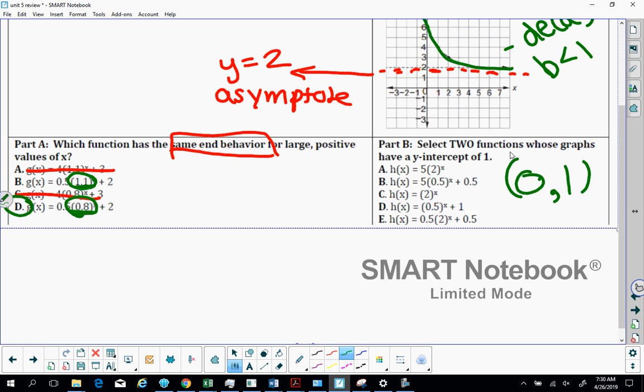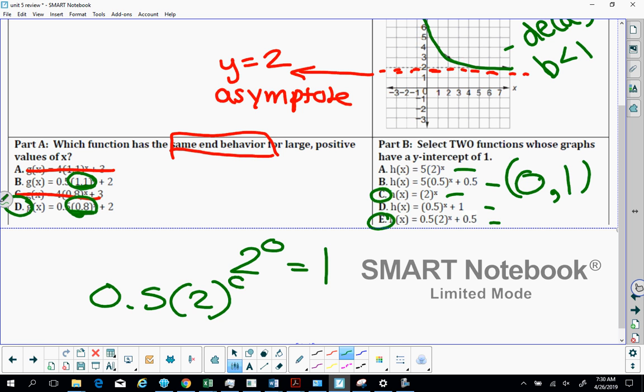What could I do with each of these answer choices to figure out which one has a y-intercept of 1? Plug it in. So I could plug it in for x, or I could put them each into table and look at when x is 0. When I do that, I figure out that the 2 are C, because 2 to this, anything to the 0 power is always 1. And E, because when I do that, I get 0.5 times 2 to the 0 power. Anything to the 0 power is what number? 1. 1 times 0.5 is 0.5 plus another 0.5 equals 1.